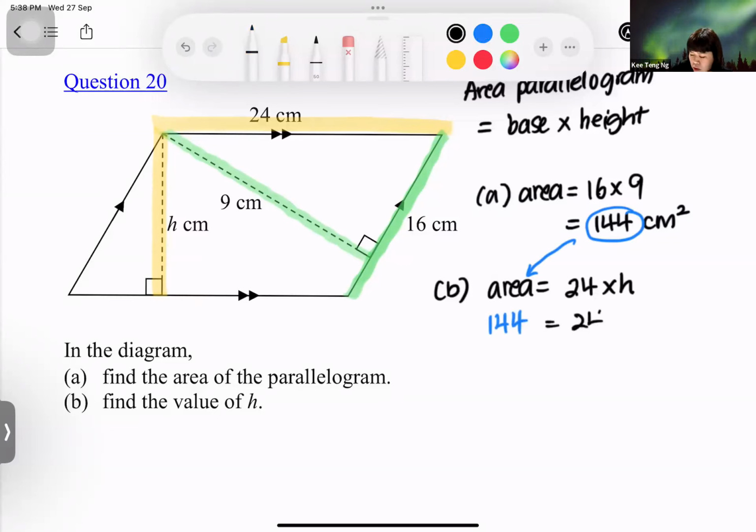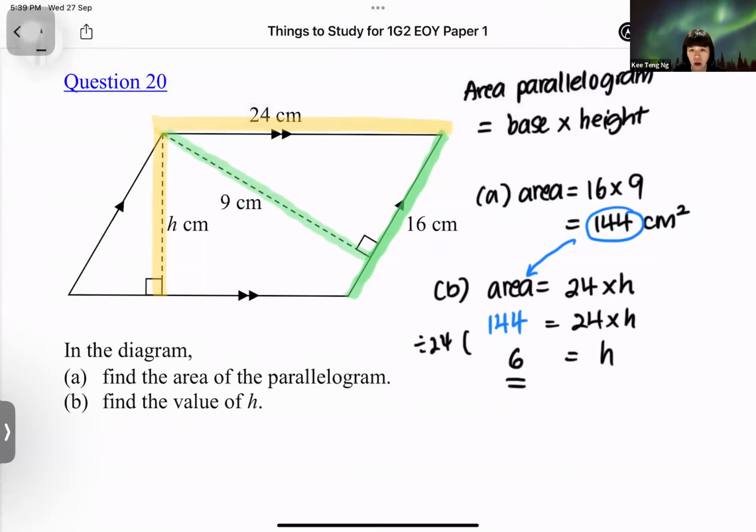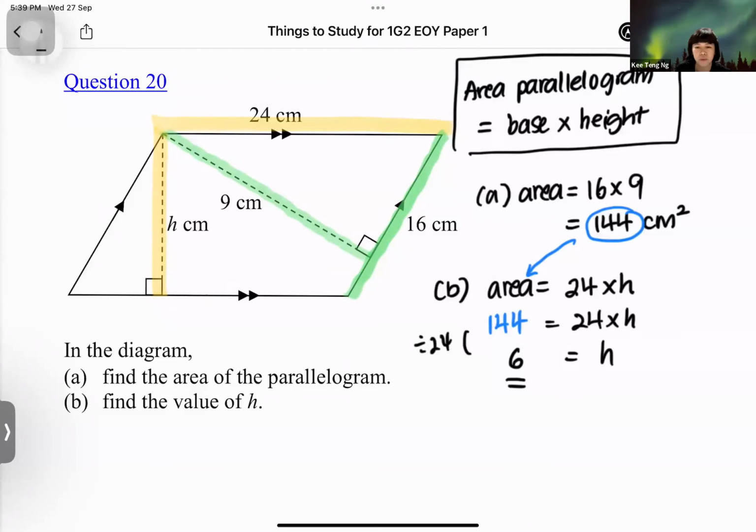Equals 24 times H. Then how do I find H? Divide by 24. So 144 divided by 24 gives you the number 6. So H will be 6 cm. Okay, so this is one formula you need to know, area of parallelogram. Please remember this formula.